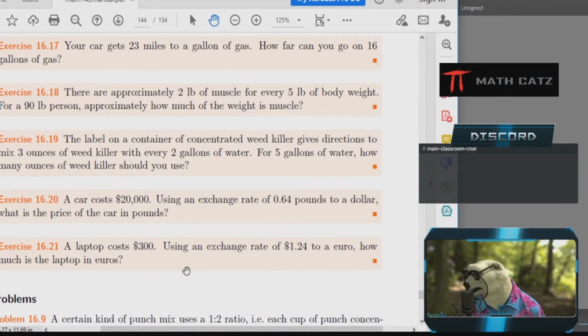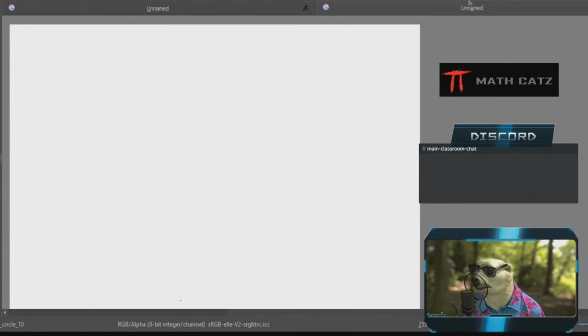Now we still try and keep things fairly simple. Exercise 16-17. Your car gets 23 miles to a gallon. How far can you go on 16 gallons? Now I know this is the first example, so I've made it simple on purpose, and depending on your experience, you might feel that I don't need any fancy equation for this. It's obvious, because I just drove my car a long way and this question came up and I figured it out. Well, good for you, but I have to cater to everyone.